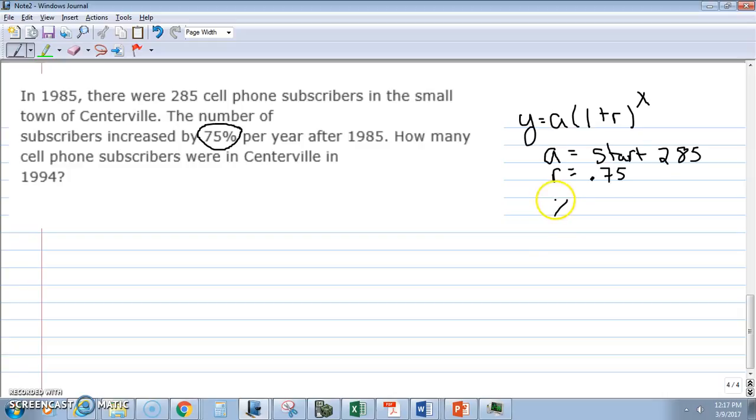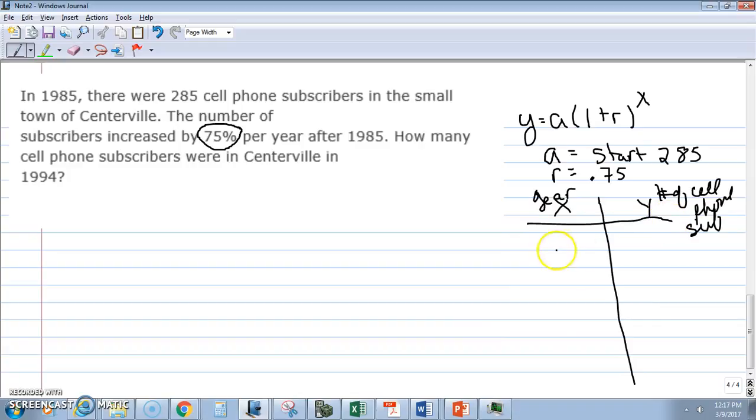You could create a table. There's many different ways to do this. X is the year. You should have your variables defined already. And Y is the number of cell phone subscribers, right? Okay, so feel free to do that.